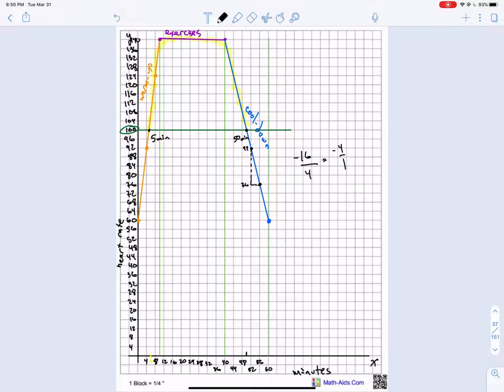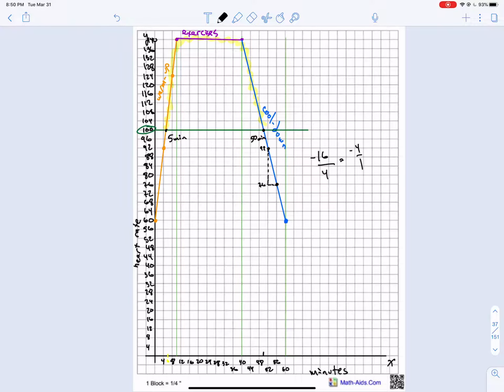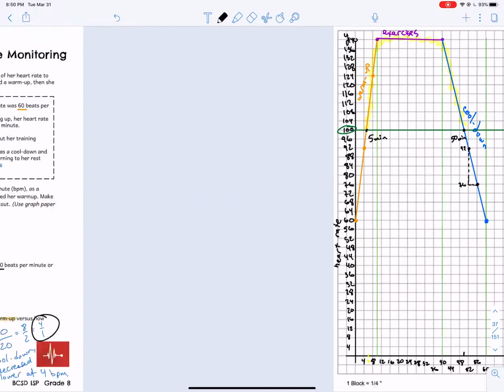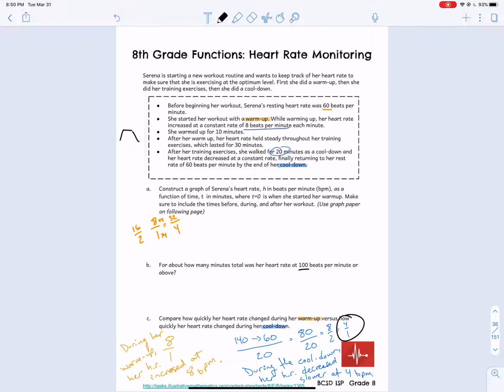Okay, so by the time her workout reaches 5 minutes, her heart rate goes past 100, stays over 100 until 50 minutes into her workout. So from 5 minutes to 50 minutes, it's greater than 100 beats per minute.